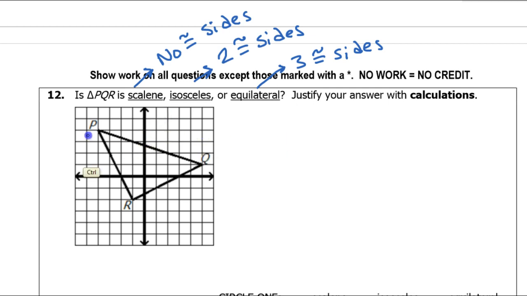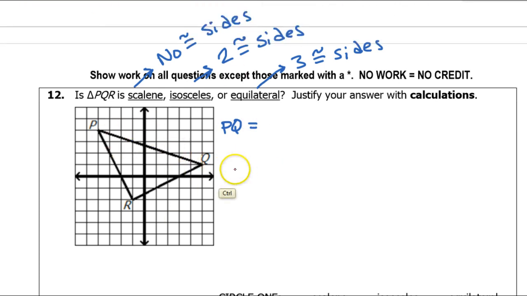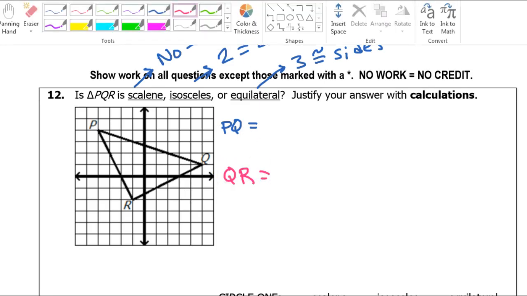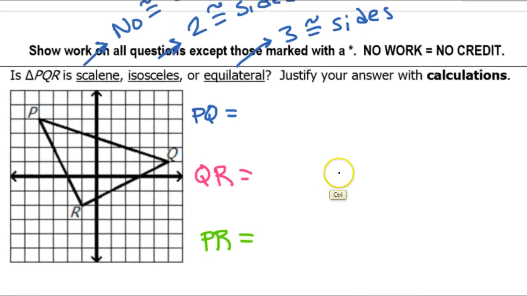So we need the lengths of all of these sides in order to do this. So let's see, PQ, QR, PR. Let's do these one at a time. I need to find the length of side PQ, the length of side QR, and the length of side PR. I'm changing colors because I'm going to show my work off to the side, and I want to color coordinate.